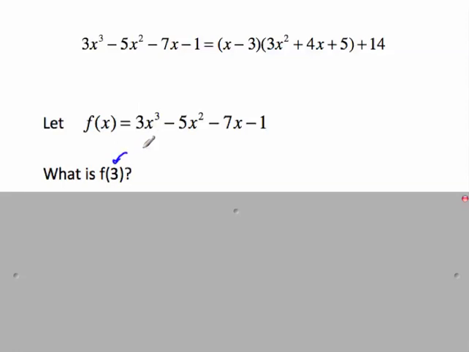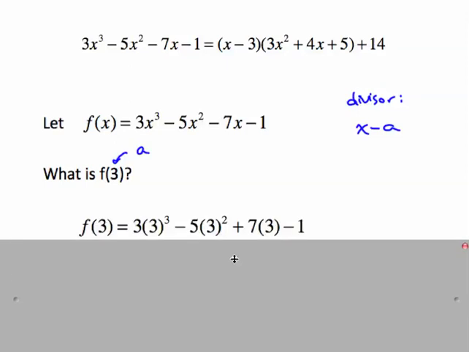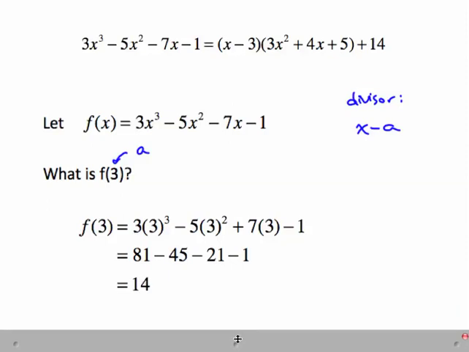I'm going to call this number, the number that makes the divisor equal to 0, a. In other words, the divisor is of the form x minus a. The divisor is x minus 3. I'm asking what's f of 3? Well, as you know, to evaluate a function, you substitute that value in everywhere you have x. So f of 3, we substitute in 3 everywhere, and we end up with 14, which is the remainder that we got when we divided by x minus 3.